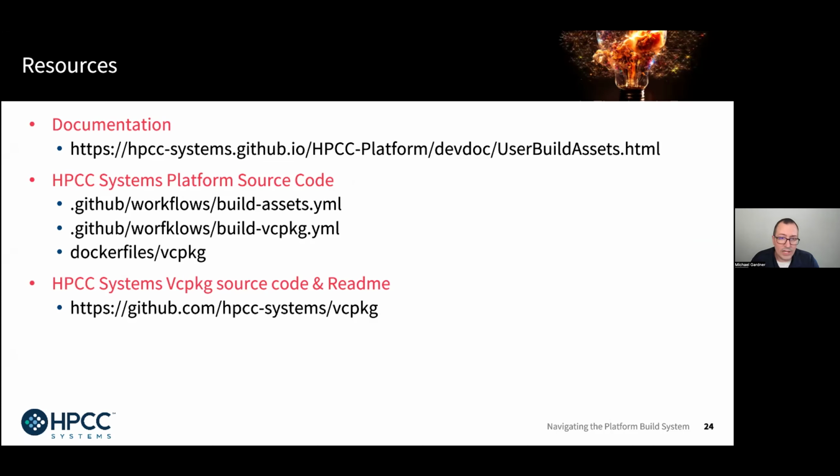Also, if you want to see how the build images are created, you can look at the Docker files in the vcpkg directory that has a lot of that information and allow you to follow it along. And then, of course, if you want to go look over into our vcpkg fork, that has a very good README, and it also has the workflows under its actions that build the platform build base image.